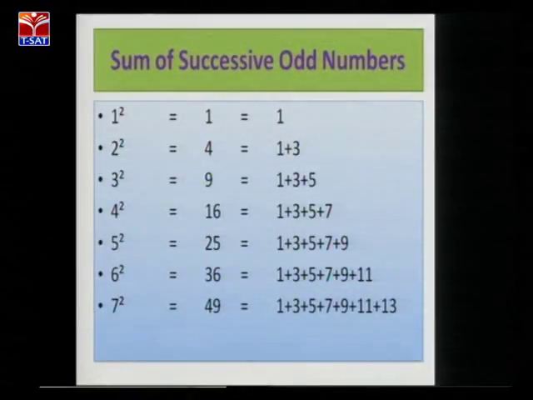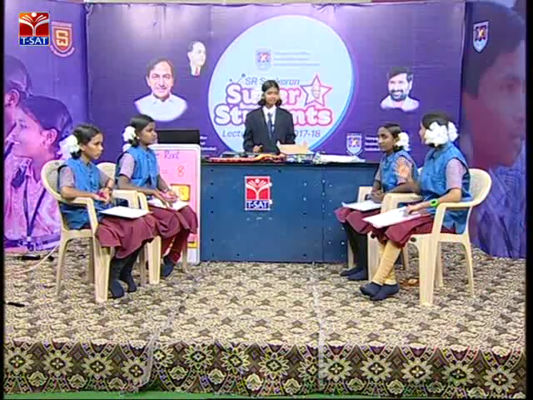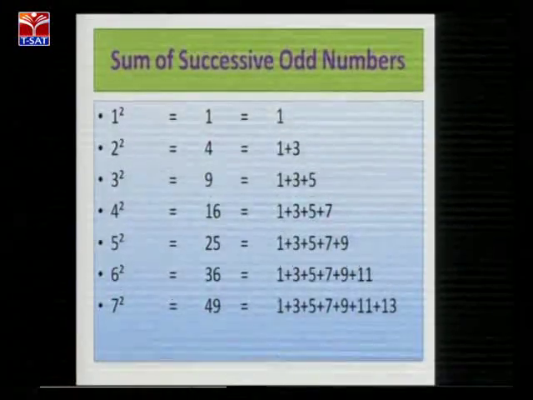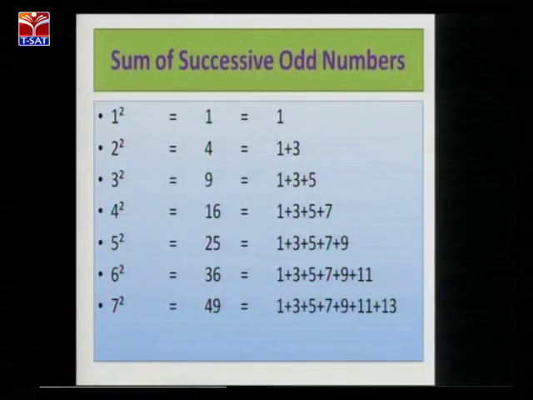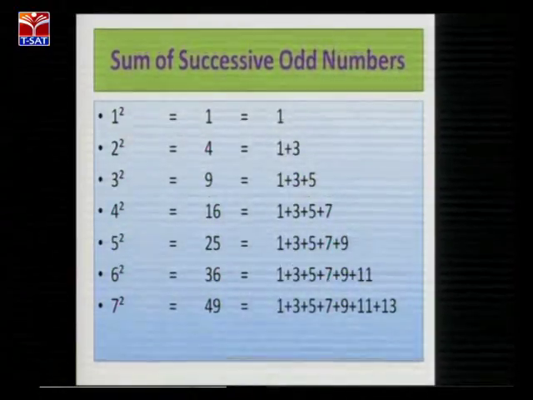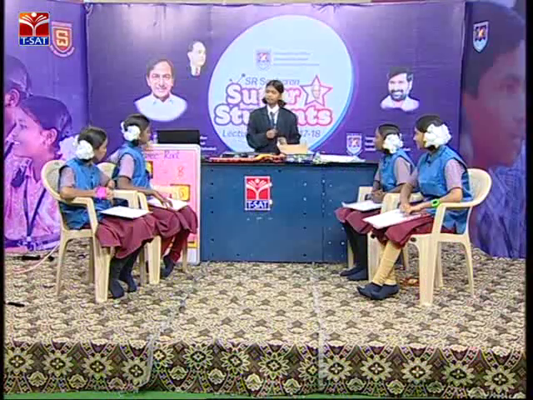Excellent, friend. Can anyone say what is the next pattern? Yes, friend. The next pattern is 5 square, that is equal to 25. 1 plus 3 plus 5 plus 7 plus 9. Well done, friends. You did correctly. Friends, for this, we do one activity. Are you ready, friends? Yes, friend. Okay, friends. Observe here.